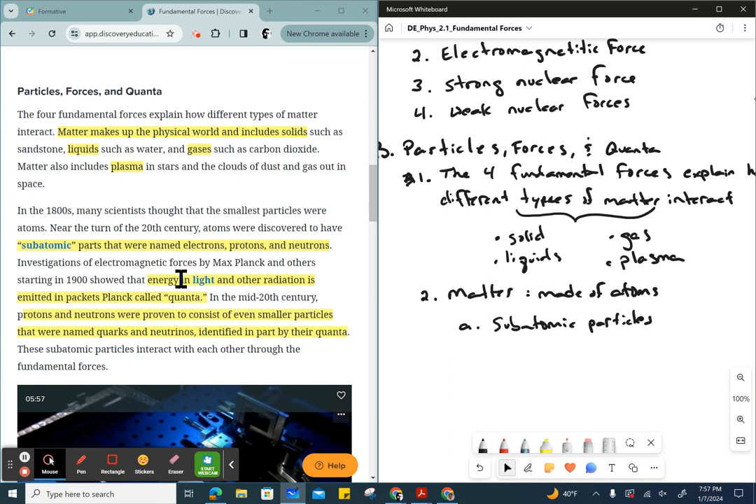Investigations of electromagnetic force by Max Planck and others show that energy and light and other radiation is emitted in packets called quanta. So let's first get to our subatomic particles. We know that an atom is composed of protons, which are positively charged, neutrons, no charge at all, and electrons, which are negatively charged, right?